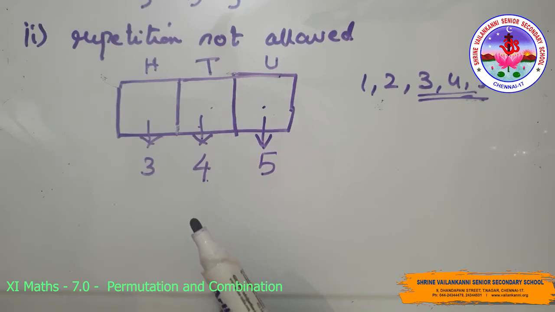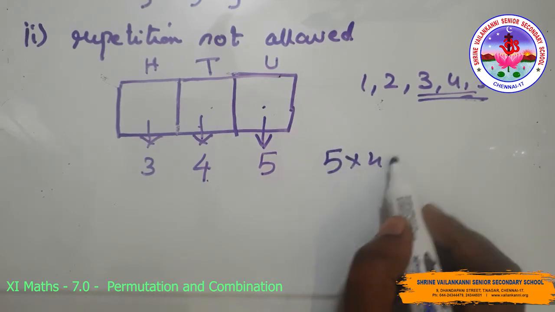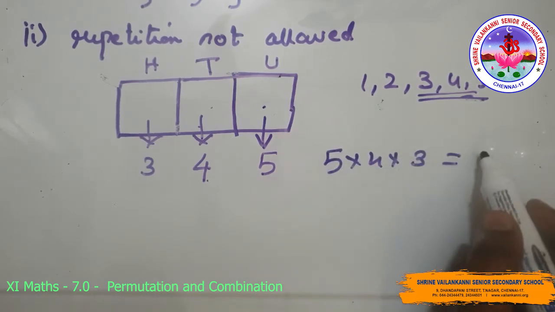Thus by the fundamental principle of counting, the number of ways in which a 3-digit number can be formed without repeating the digits, here repetition is not allowed, is 5 into 4 into 3, which is equal to 60.